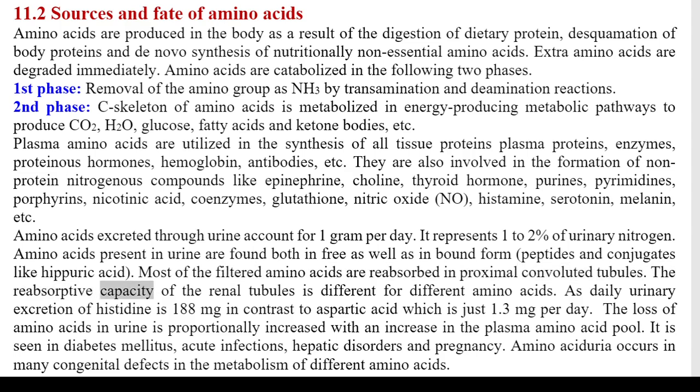The reabsorptive capacity of the renal tubules is different for different amino acids, as daily urinary excretion of histidine is 188 mg in contrast to aspartic acid, which is just 1.3 mg per day. The loss of amino acids in urine is proportionally increased with an increase in the plasma amino acid pool. It is seen in diabetes mellitus, acute infections, hepatic disorders and pregnancy. Amino aciduria occurs in many congenital defects in the metabolism of different amino acids.